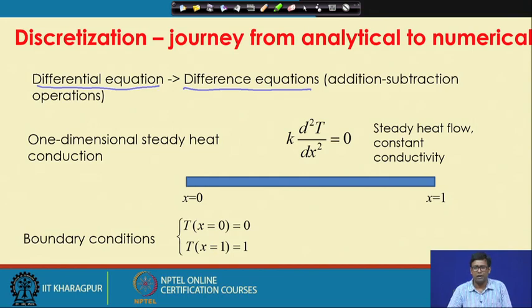Now, I know an analytical solution is trivial in this case, it is very easy, but if I try to solve it using a computer program, the computer will not understand what is d2T dx square.